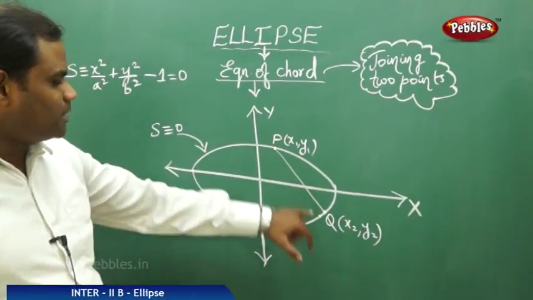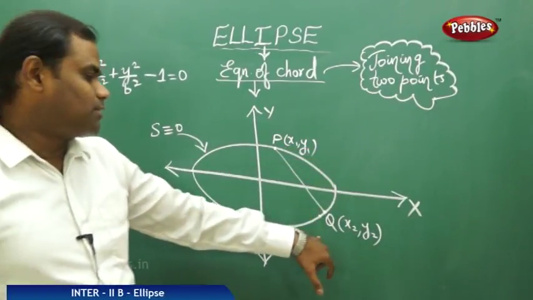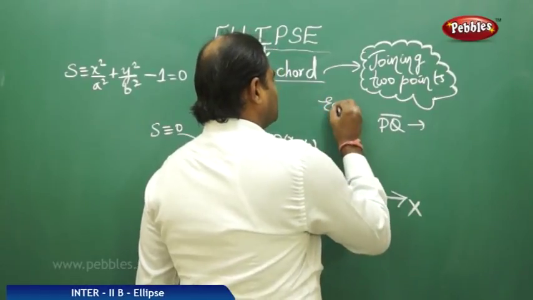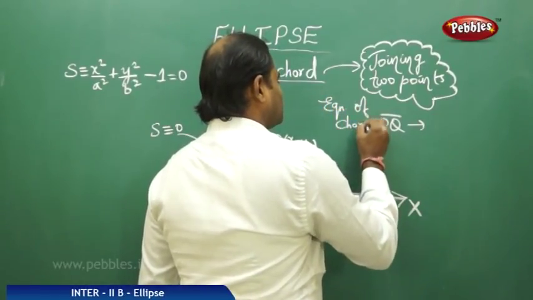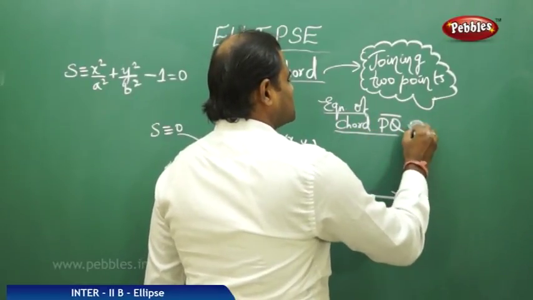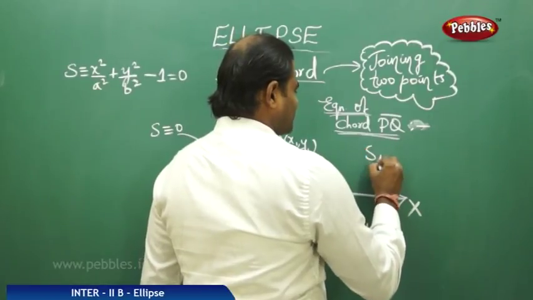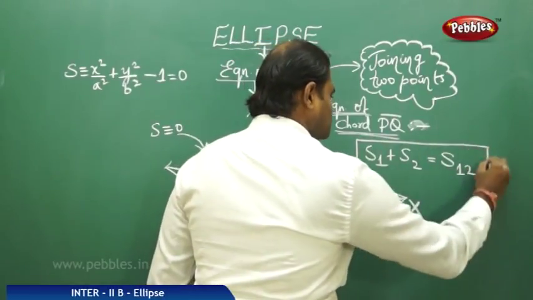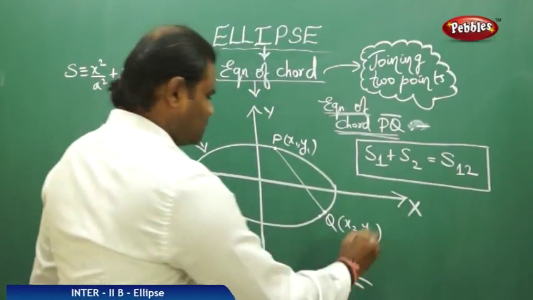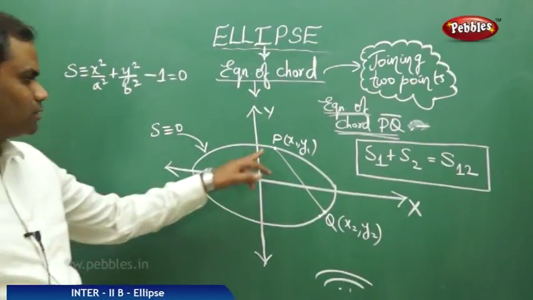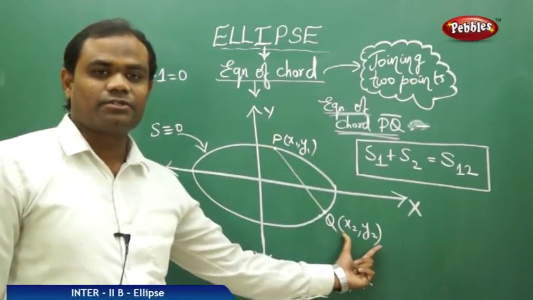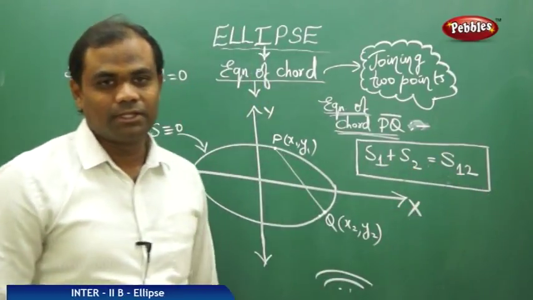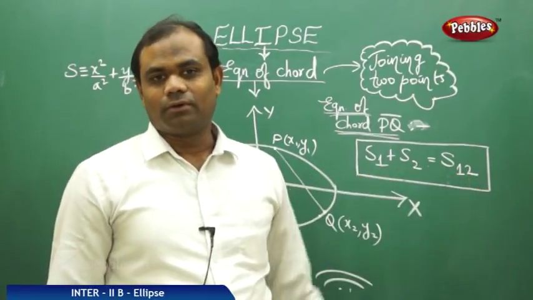So the equation of chord joining P and Q, with P having coordinates (x1, y1) and Q having coordinates (x2, y2), where PQ is the chord, is given by S1 plus S2 equals S12. That is how we get the equation of the chord. The notations which we have already seen are substituted to get the equation of the chord.